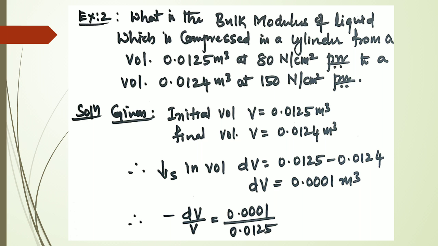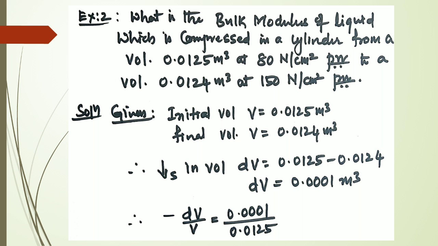Volume he has given, pressure he has given. Initial volume he has given, and initial pressure he has given. Final volume he has given, and final pressure he has given. Okay. So initial volume V is equal to 0.0125 meter cube. Final volume he has given 0.0124 meter cube. Okay. So volume gets decreased.